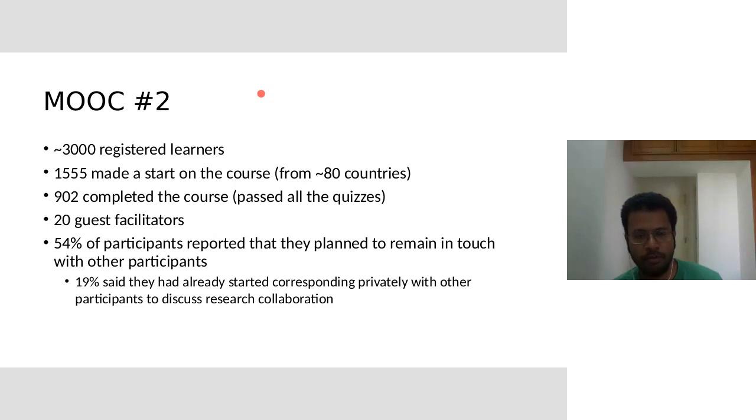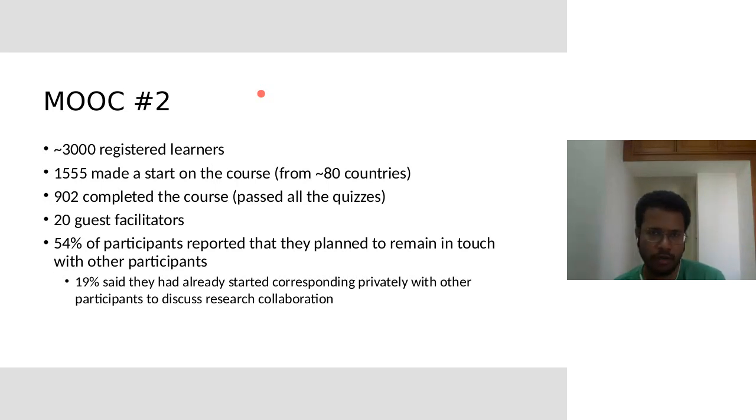And then the second MOOC took place about 6 months back. There were more people who registered this time, 3,000, and 1,500 made a start. So this time we saw a greater dropout right at the beginning. Nearly 50% of those who had registered for the course did not even start, did not even complete the learning agreement. But from that base, 900 completed the course.